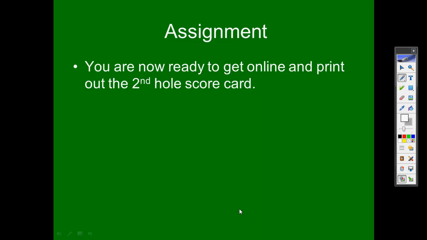Okay, now you are ready to print out your second hole scorecard. Go ahead and send it to the printer. Show me that you have your guide to the course ready. You can go down and grab it and you can start working on that.